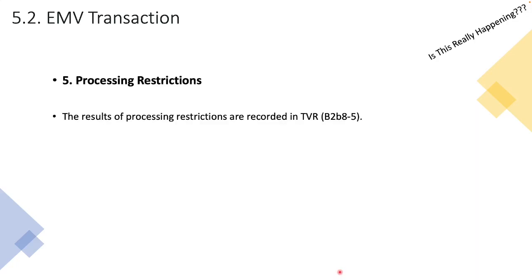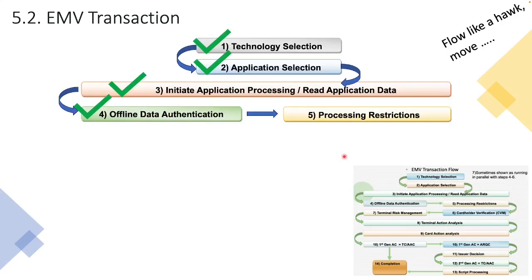Okay. Now the important thing to note here is the results of all of these checks that we've discussed individually are actually recorded in TVR, right? And you'll find them in TVR in byte 2 bits 8 to 5. Okay. Right. So that brings us to the end of step 5 and obviously to the end of this video.